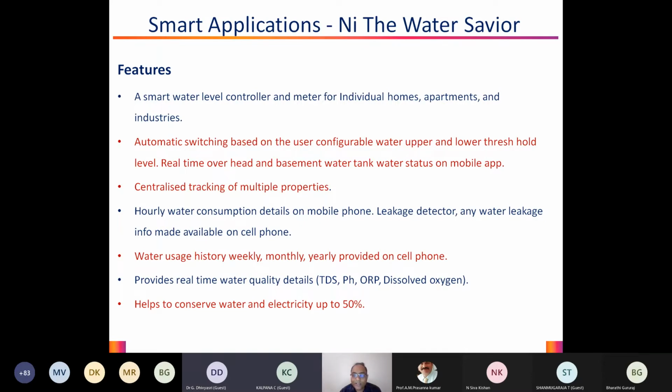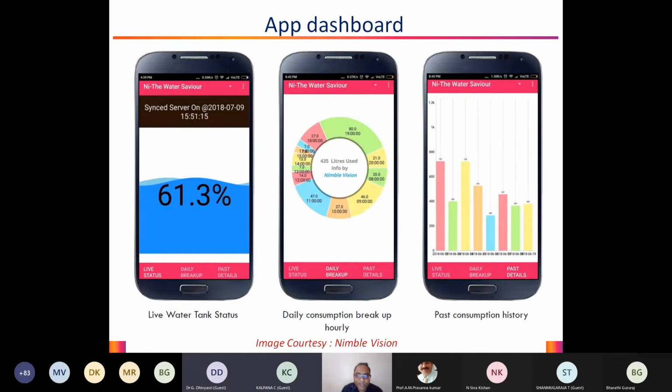So it will basically keep a tab of the quantity of water that is pumped into the overhead tank, and then the water that is being consumed on a daily basis, right? In addition to all these things, it will detect the water leakage, and this information is always sent to your cell phone, right?